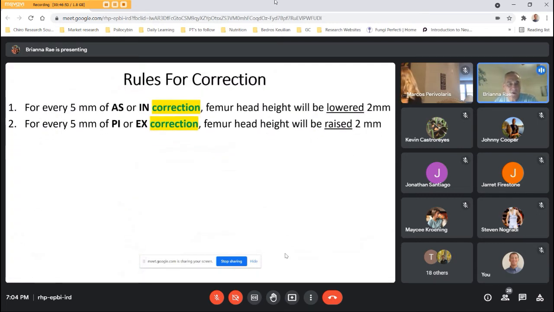Right, so rules for correction. For every 5 millimeters of AS or IN correction, the femur head will be lowered 2 millimeters. For every 5 millimeters of PI or EX correction, the femur head height will be raised 2 millimeters.